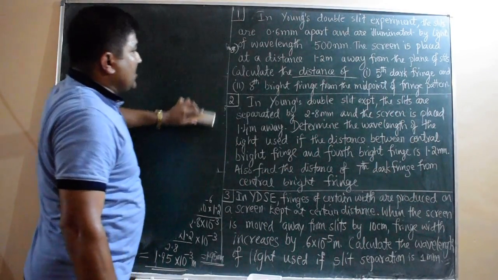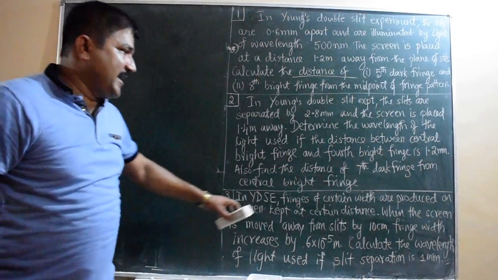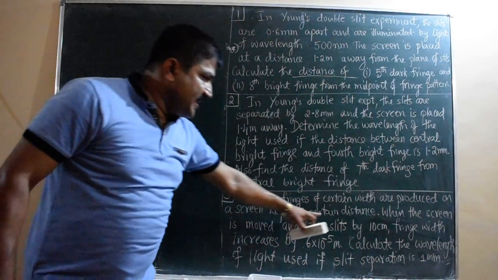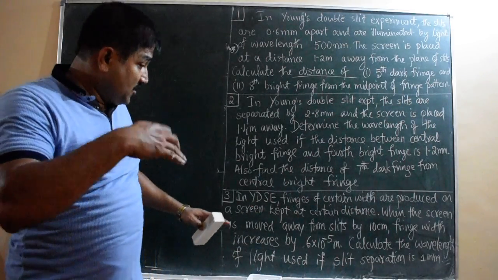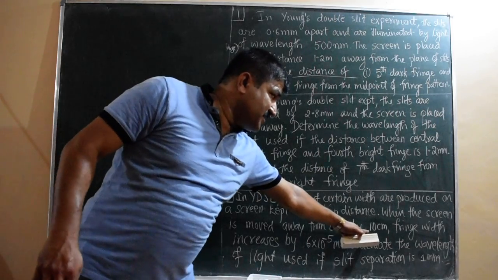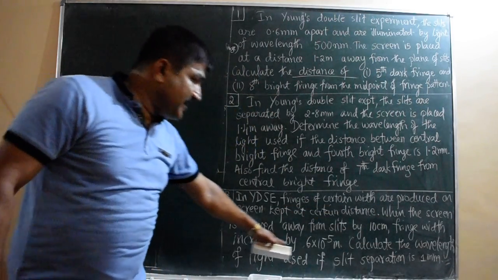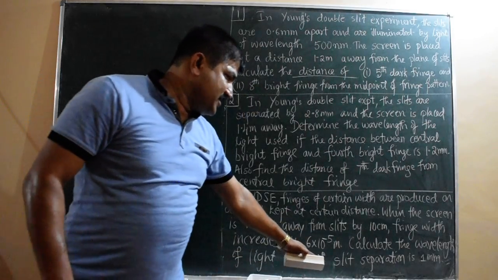Then you can calculate wavelength. That way also you can solve this question. And the last question, in Young's double slit experiment, the screen is placed at a certain distance. Now, first situation. What happens? When the screen is moved away 10 cm, the fringe width increases by this number. Calculate the wavelength of the light used.